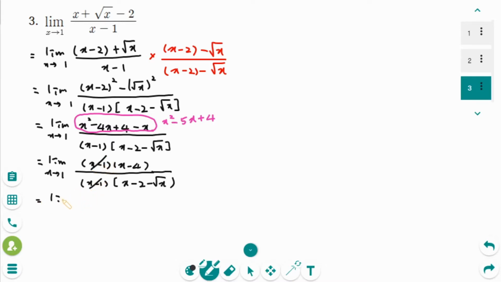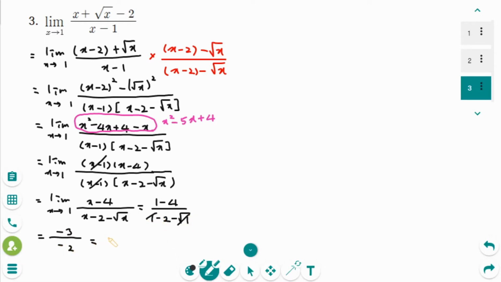Then the limit as x approaches 1 of (x minus 4) over (x minus 2 minus the square root of x). Then put 1 into x, so 1 minus 4 over 1 minus 2 minus the square root of 1 equals, the numerator is minus 3 over, 1 and minus 1 cancel to minus 2. So the answer is 3 over 2.